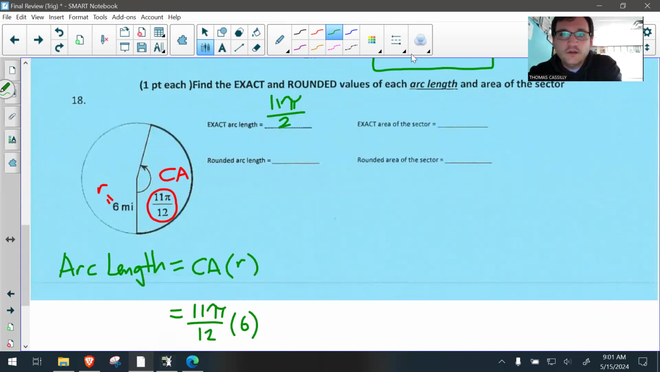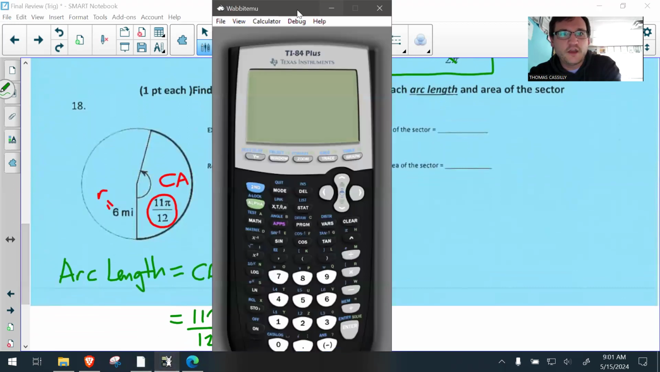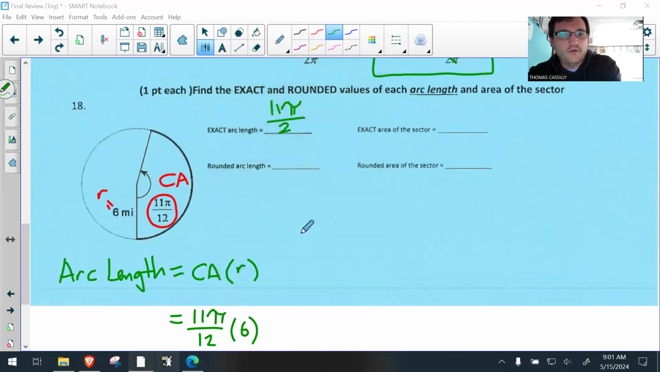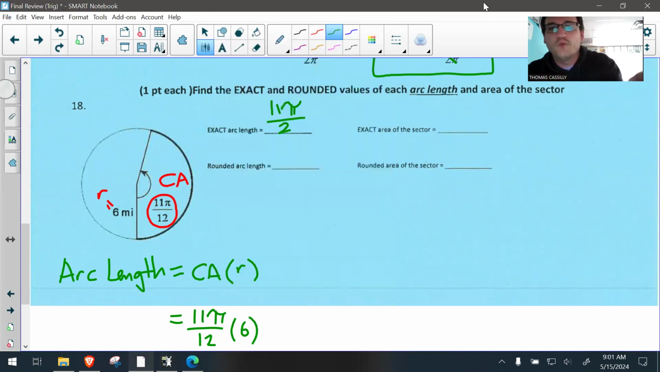All right. What is that rounded? What do they want us to round to? Doesn't say. Let's just throw it in the calculator. 11 pi over 2 is about 17.28, we'll say.